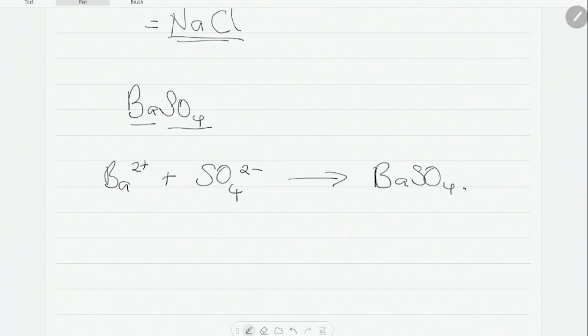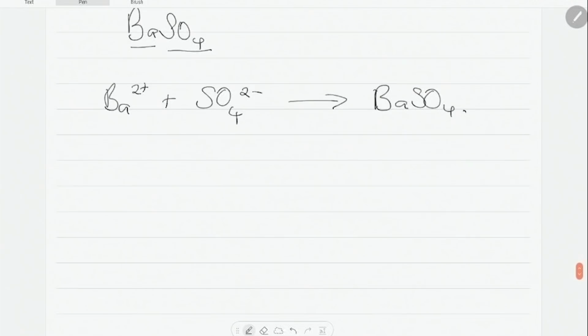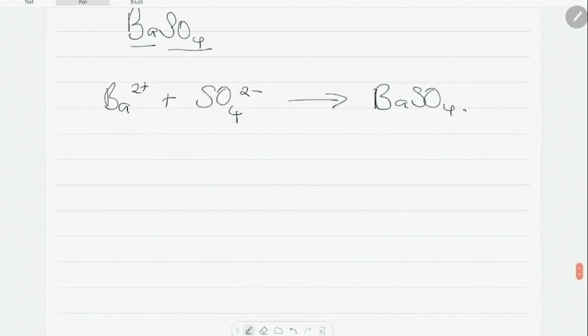This one is going to give us barium sulfate, solid, plus magnesium nitrate. So that is aqueous. This is aqueous. This is also aqueous state. So these are the two equations.